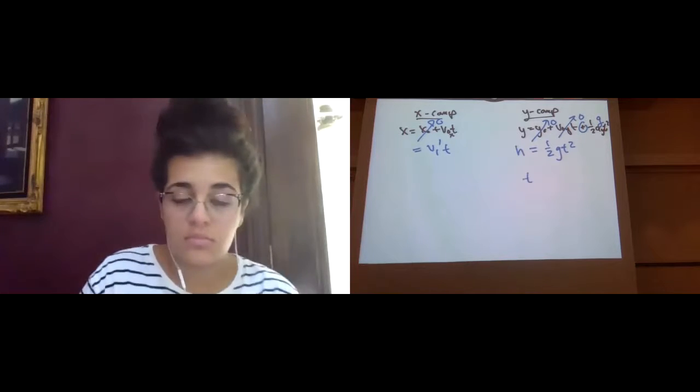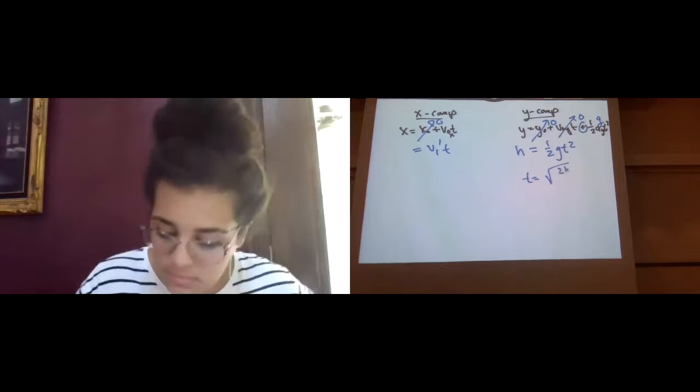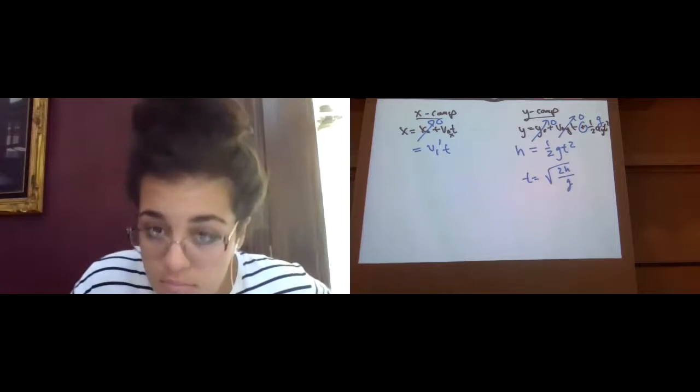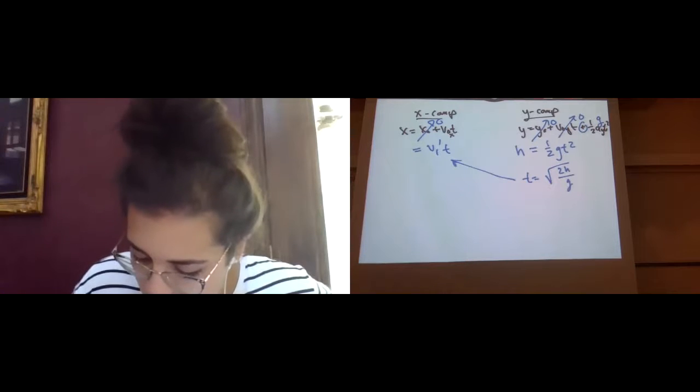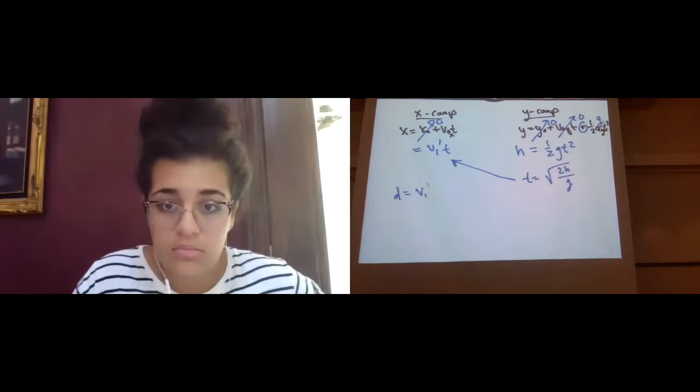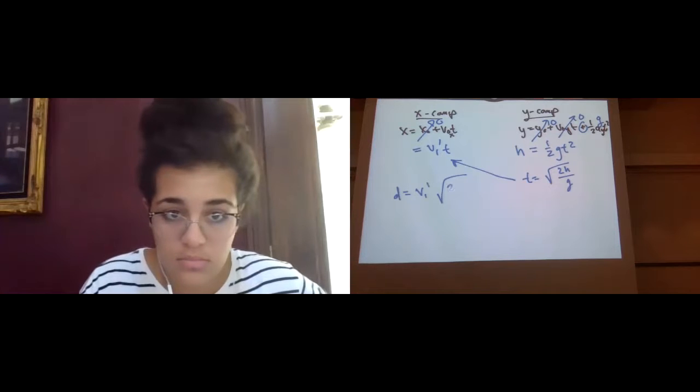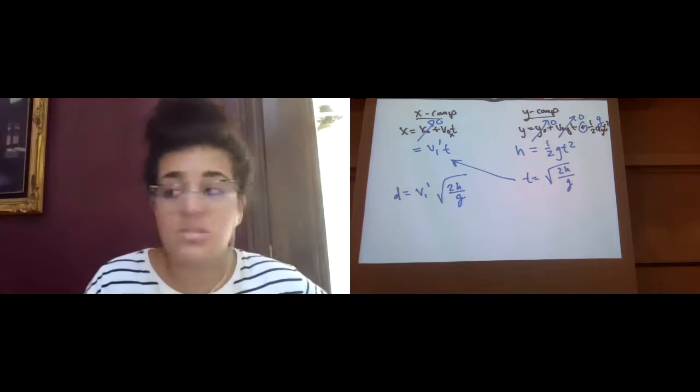Here, we just have to use the fact that it hits the ground when y is equal to h, the total distance of h. From here, we can find the time. The time then is going to be equal to the square root of twice h divided by g. Take that, plug it in here. So this says the distance d is going to be v1 prime times the square root of 2h divided by g.